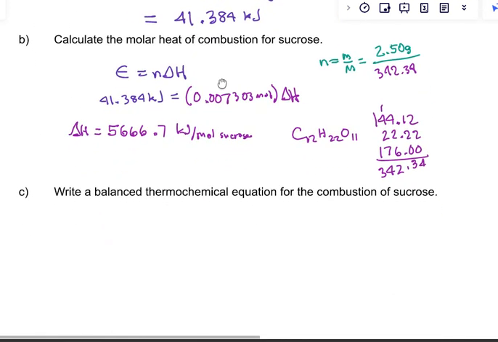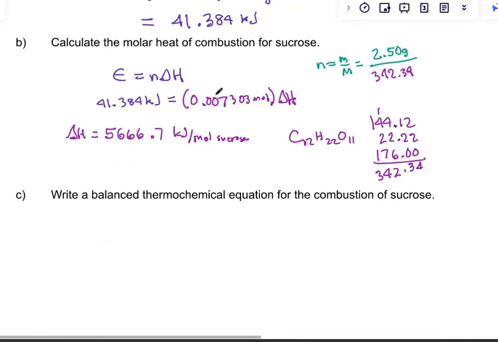And write a balanced thermochemical equation. The combustion of sucrose means sucrose reacts with oxygen, just like any other hydrocarbons. So we have C12H22O11. That's sugar. When stuff burns, or at least when hydrocarbons burn, they react with oxygen, and the main products are carbon dioxide and steam.